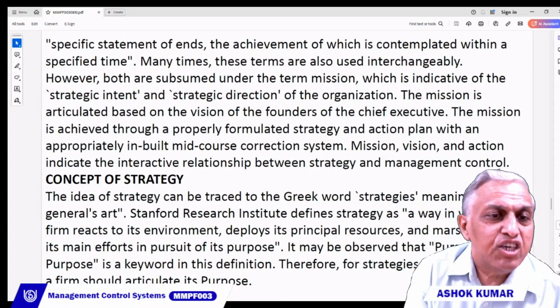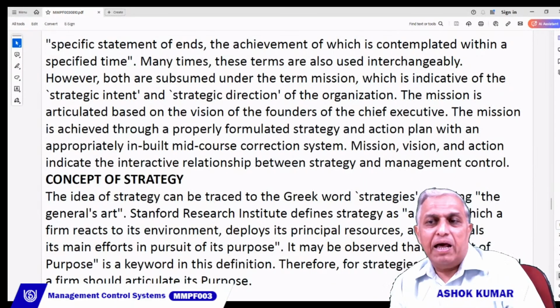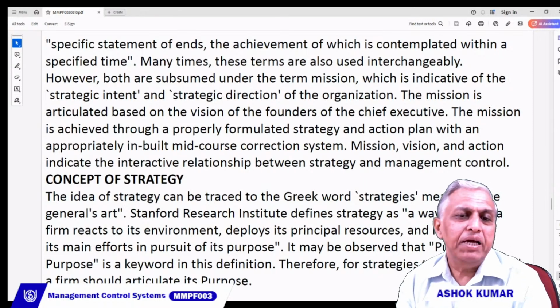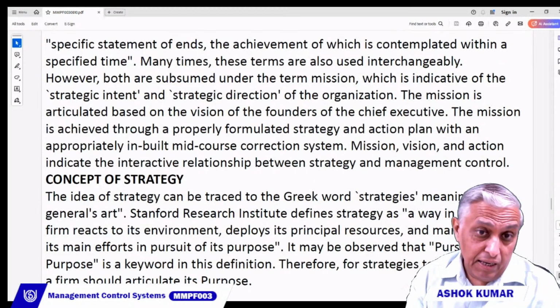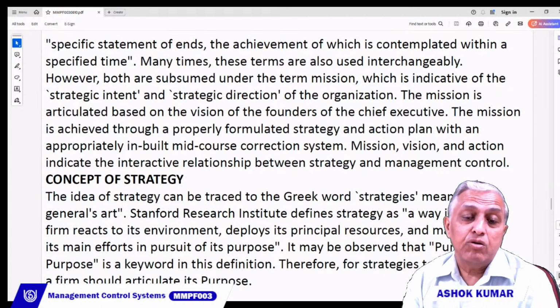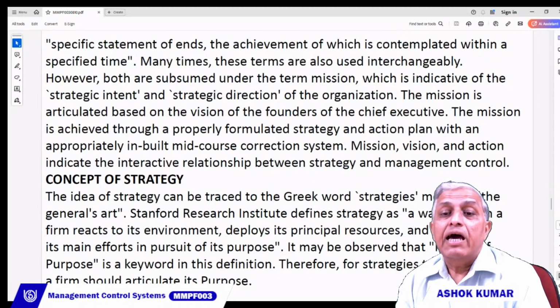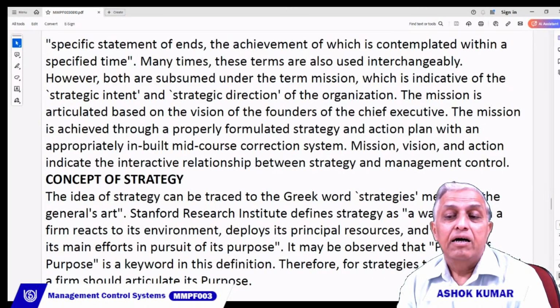Friends, the mission is achieved through a properly formulated strategy and action plan with an appropriately built mid-course correction system. Suppose there is any falling back, so even the mid-course correction could be done. Thereby, mission, vision, and action indicate the interactive relationship between the strategy and management control.